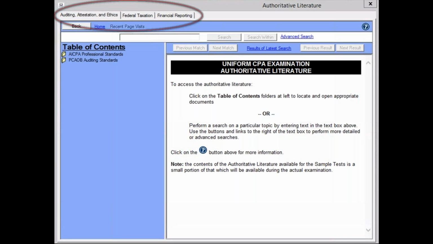So not only is this authoritative literature going to be crucial for solving your research simulation, but it'll also help you when it comes to your enhanced task-based simulation, which may or may not be testing you on other sections of the exam. And it can also help you out with your other task-based simulations.